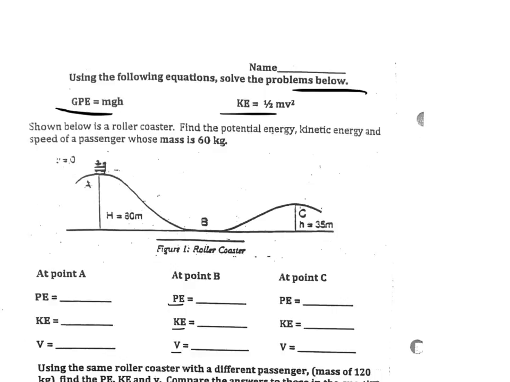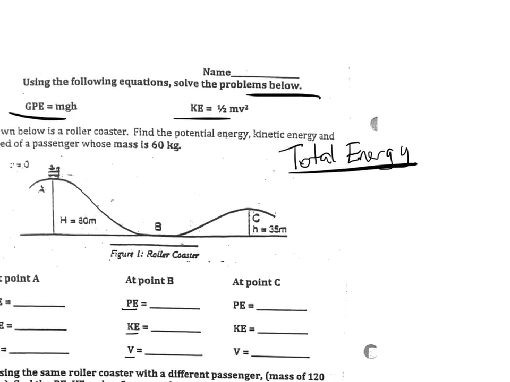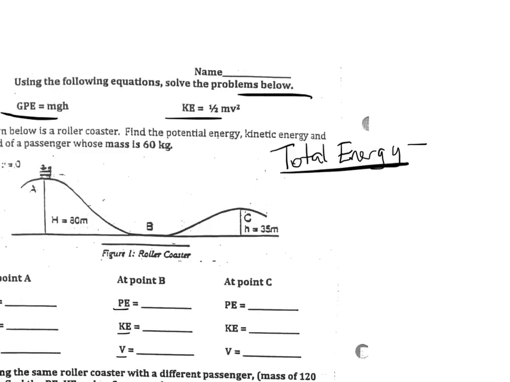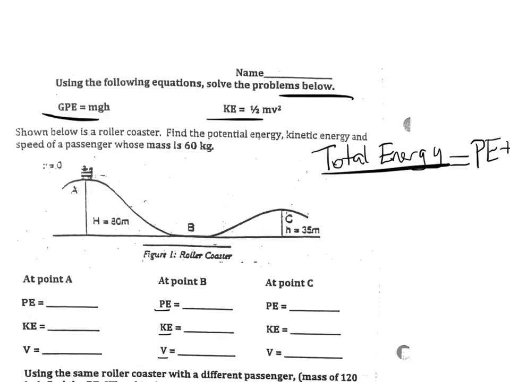The first thing we need to know when we start is that the total energy that our rider is going to have is always going to stay the same. Total energy will always be equal to the potential energy that rider has plus the kinetic energy that rider has at any point in time. So the total energy will stay the same, but the amount of potential energy might go up and down as the kinetic energy goes up and down. But overall, those two need to add up together to equal the total energy that the rider has.